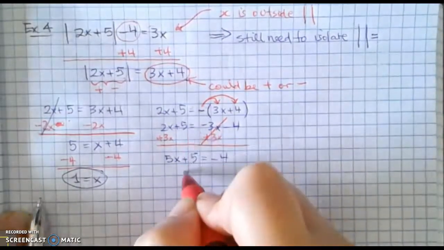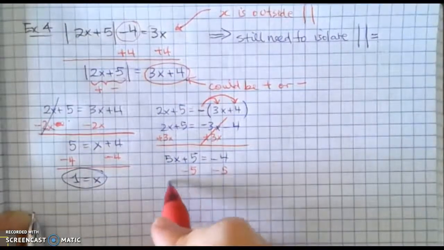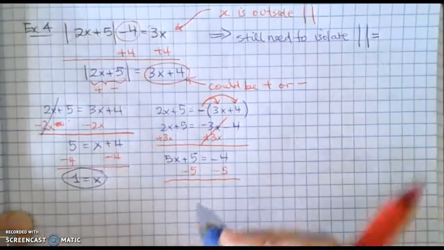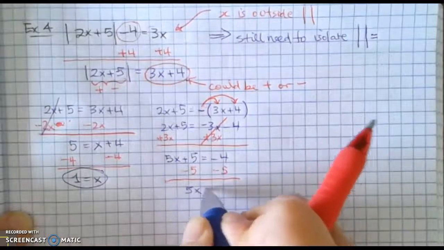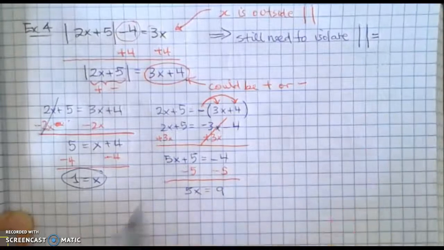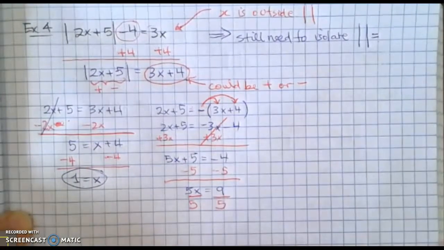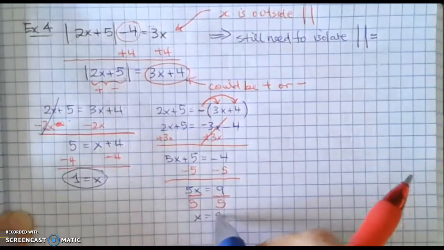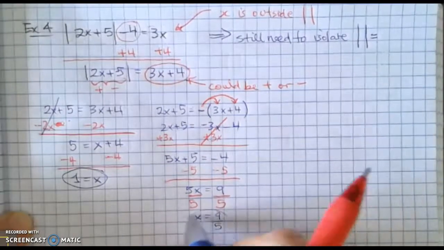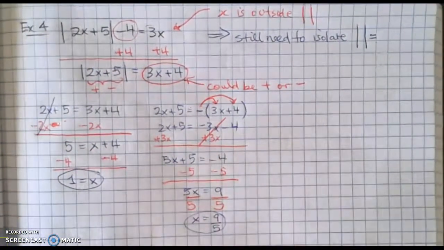which leaves us with 5x on the left hand side plus 5 is equal to negative 4. And from here I am going to subtract 5 from both sides, and that leaves us with 5x is equal to 4 minus 5 is 9. Then divide both sides by 5, and then you are left with x to be 9 over 5. That's my second solution.